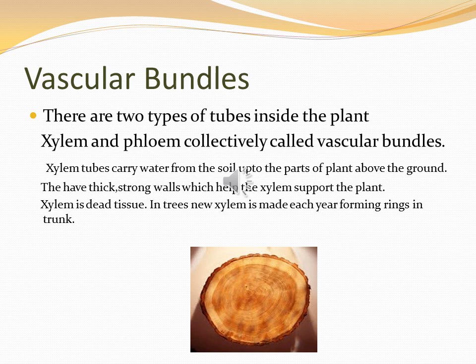There are two main types of tubes present inside the plant, xylem and phloem, and these tubes are collectively called vascular bundles. Xylem tubes carry water from the soil up to the plant above the ground. They have thick, strong walls which help the xylem support the plant. Xylem is a dead tissue. In trees, new xylem is made each year, forming rings in the trunk. As you can observe in this diagram, there are rings of dead tissue known as xylem inside the trunk of a tree.